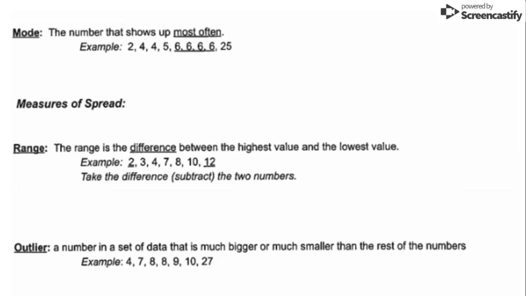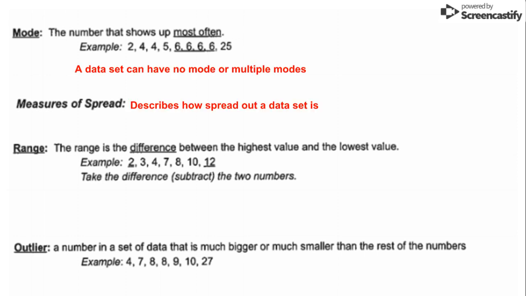Another measure of center is the mode. It's the number that shows up most often. It's important to note that a data set can have no mode if each one shows up the same number of times, or it can have multiple modes. If a number shows up twice and another number shows up twice, and that's the most for the data set, they would both be considered modes.